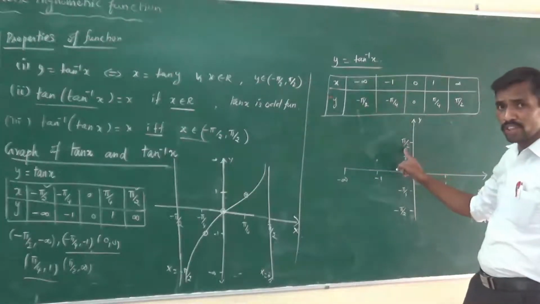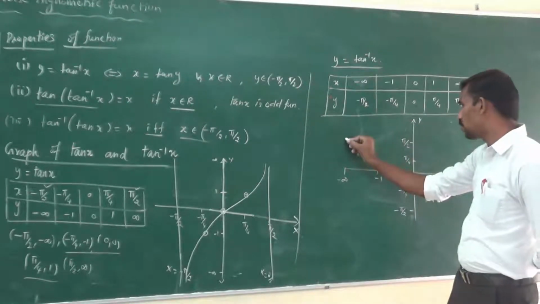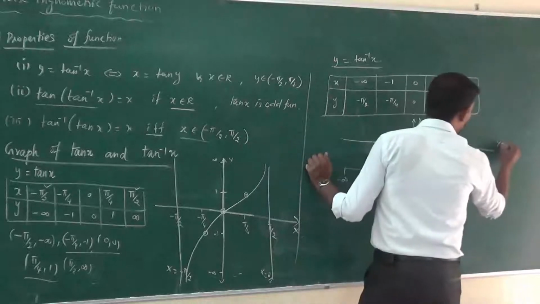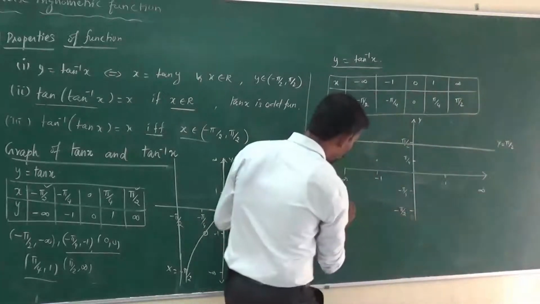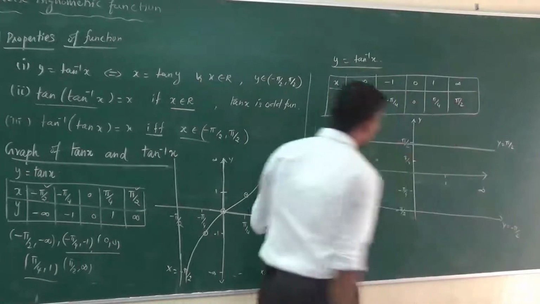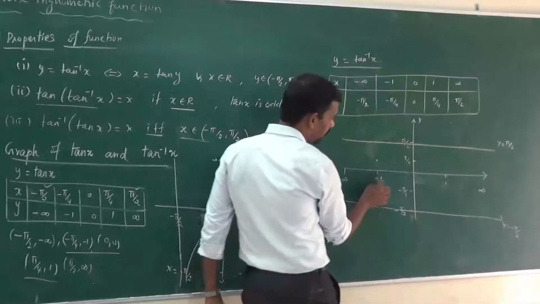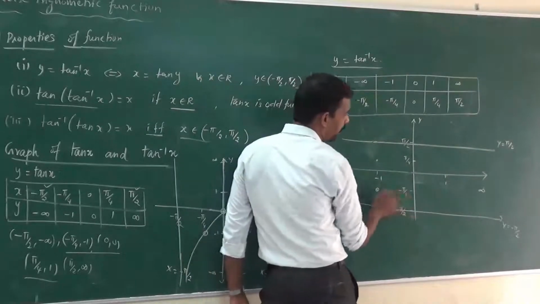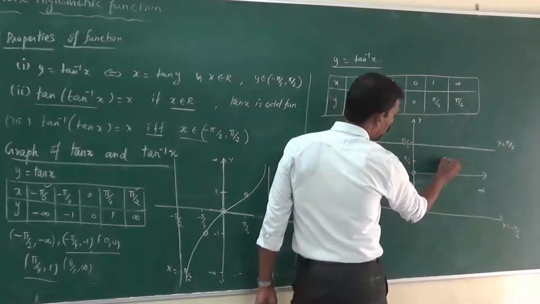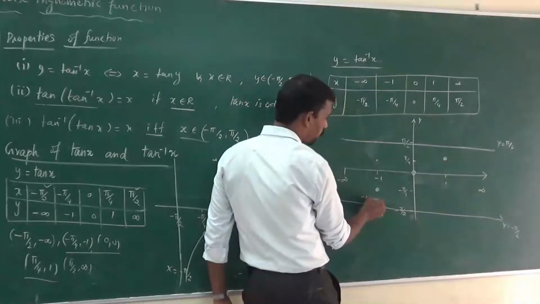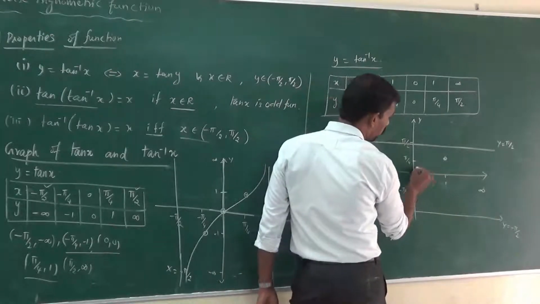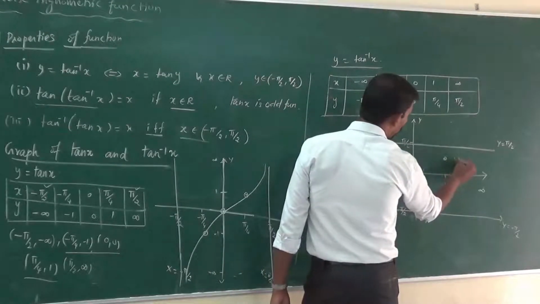So first of all, you want to draw the asymptotic lines. y is equal to pi by 2. So this is y is equal to pi by 2, and this one is y is equal to minus pi by 2. The same way here, minus 1 comma minus pi by 4. Here 0 comma 0. Here 1 comma pi by 4. Here minus 1 comma minus pi by 4. Sorry, and this one is 0 comma 0, and this one is 1 comma pi by 4.